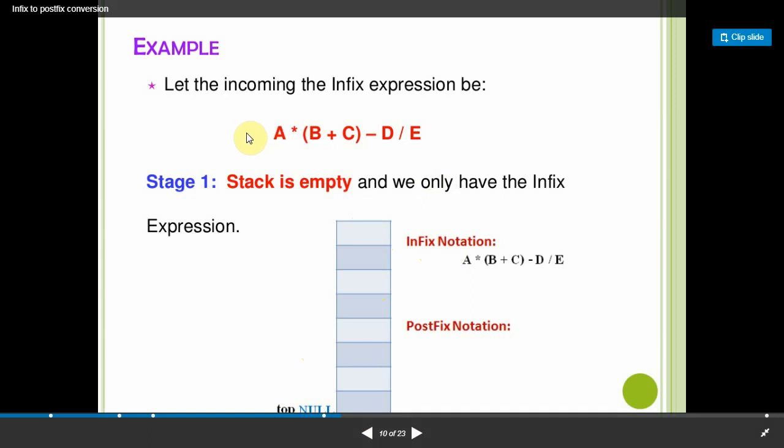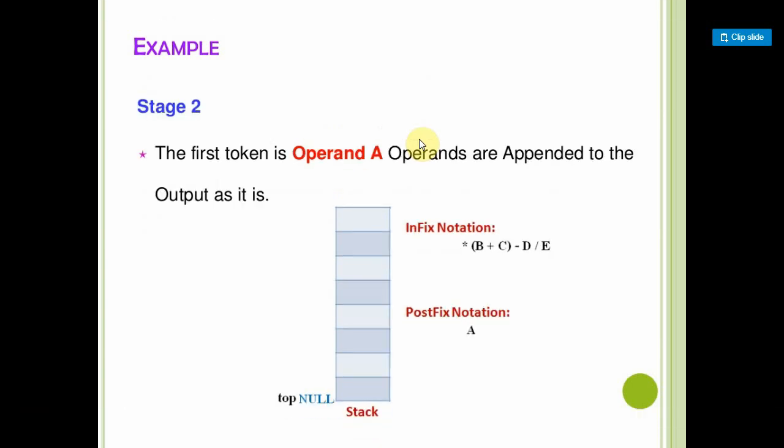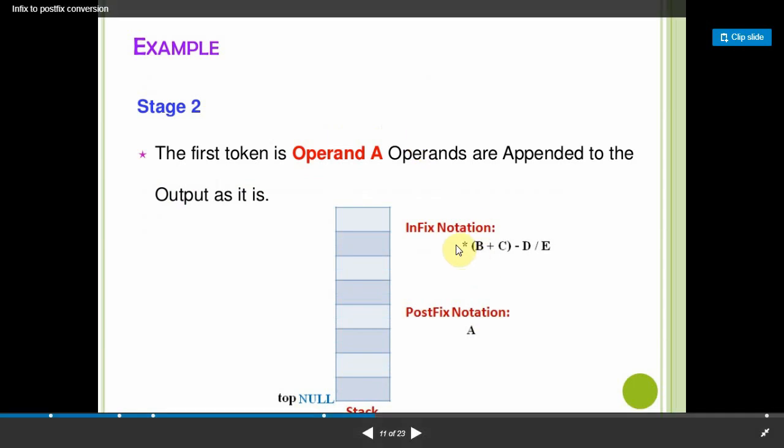Now you have to take input from left to right, which means first you have to take a, then star, then left parenthesis, then b, then plus, and so on, until e. You have to scan like that. Now, stage 2: from the infix notation, you take the first character a, and I remove it for clarity, so there is no confusion.